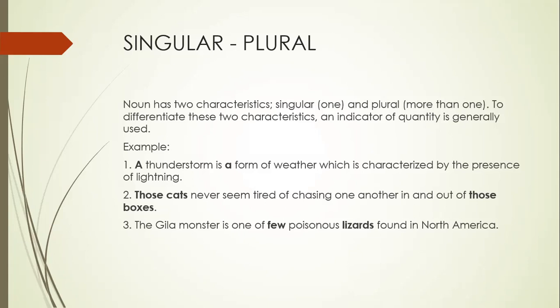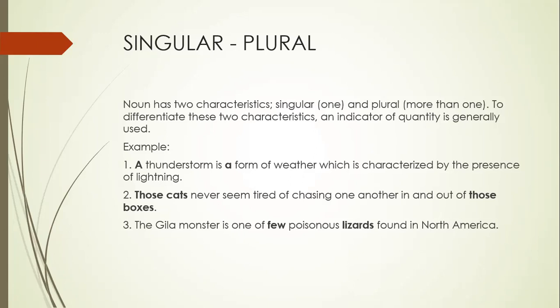The Gila monster is one of few poisonous lizards found in North America. So few itu artinya beberapa ya, some ya, seperti some gitu ya, dan itu membutuhkan plural noun. So when we use few, we need a lizard with s ya, karena harus plural. Nah ini yang dimaksud singular plural. I'm sure you have been familiar with this topic since you were in your elementary school ya. Kalau kita bilang an apple, but we two apples we use like two apples or some apples ya with s gitu ya.